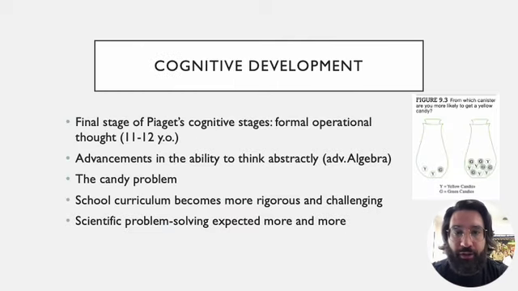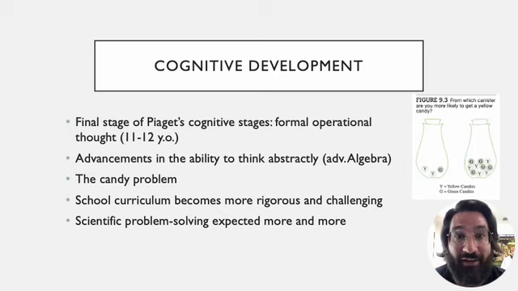Okay, so now we're going to be shifting gears quite a bit here and start talking about cognitive development in adolescence. At this point, we've reached the final stage of Piaget's cognitive stages, which ends with formal operational thought, which begins around 11 to 12 years old, so right on the cusp of puberty. And in this cognitive stage, in formal operational thinking, we observe advancements in the ability to think abstractly.